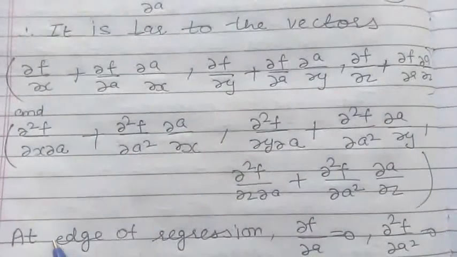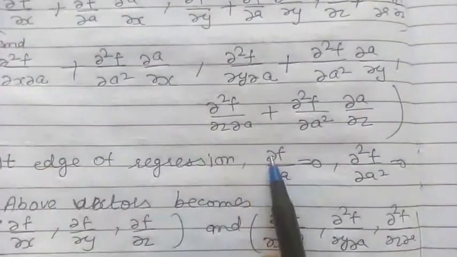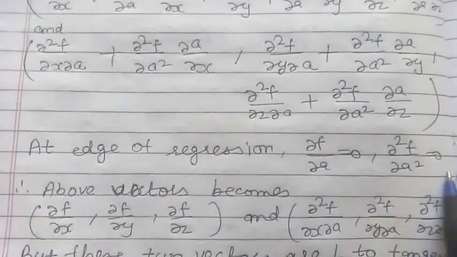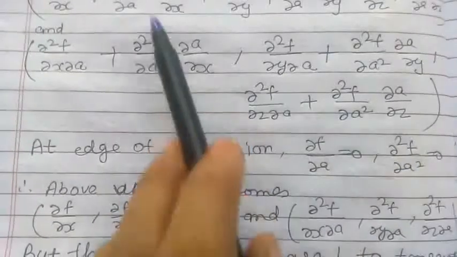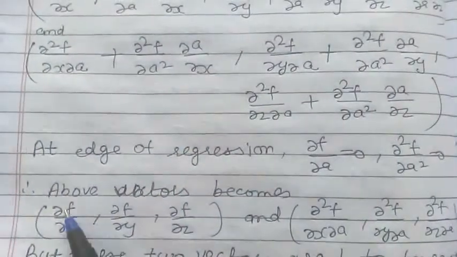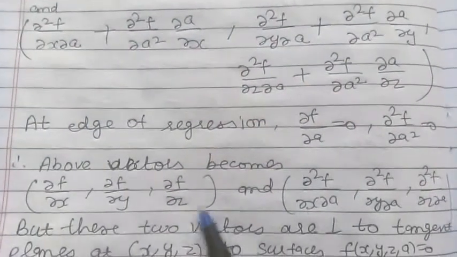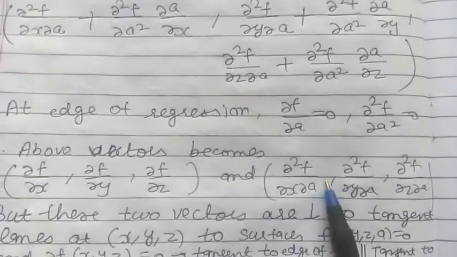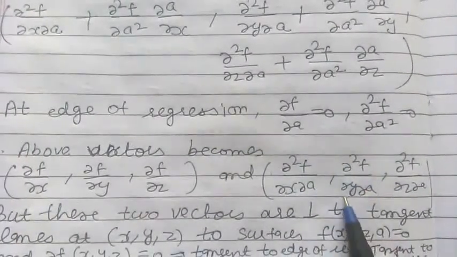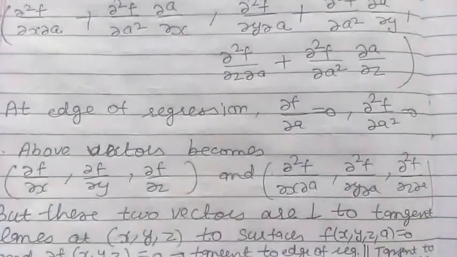Now by definition, at the edge of regression, we have ∂f/∂a is 0 and ∂²f/∂a² is also 0. So substituting these two values here, we get the vector ∂f/∂x, ∂f/∂y, ∂f/∂z. And the second vector becomes ∂²f/∂x∂a, ∂²f/∂y∂a, ∂²f/∂z∂a. So the above two vectors are reduced to these forms.